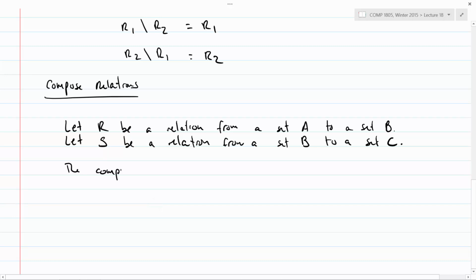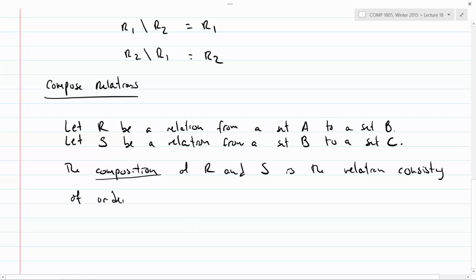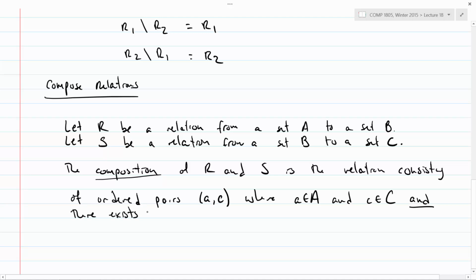So the composite, or composition, I should say, of R and S is the relation consisting of ordered pairs A comma C, where A is in the set A and C is in the set C, and there exists an element B in B such that two things are true, such that AB is in R and BC is in S.